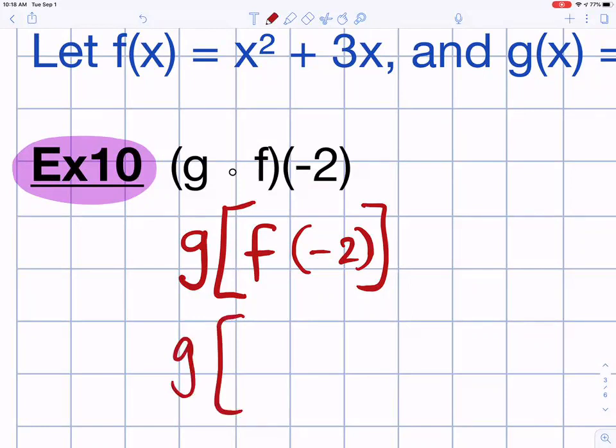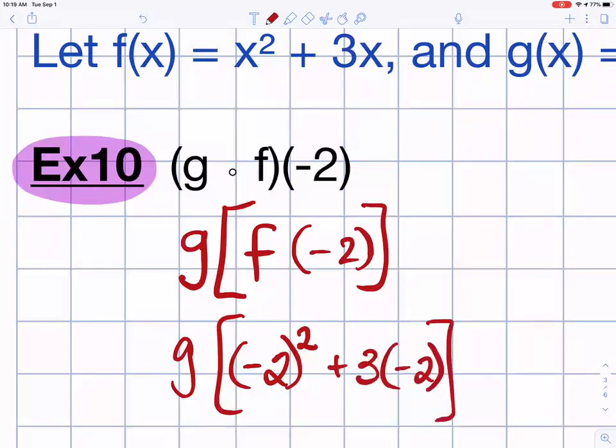f of -2, how do I rewrite that? -2 squared. Thank you. There has to be parentheses there. Keep going. Plus 3 times -2. So it's taking your whole entire f function and plugging a -2 into all the x's. Okay, now let's clean that up.